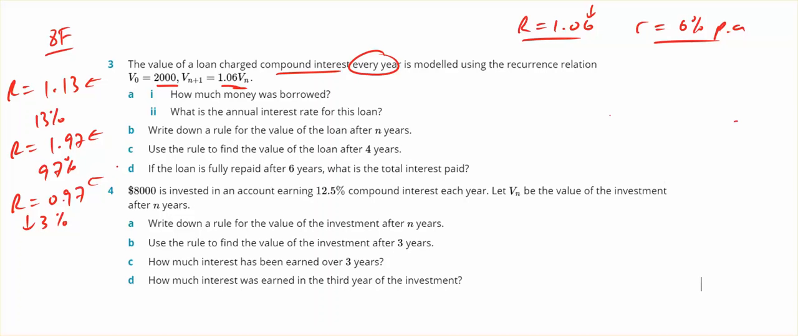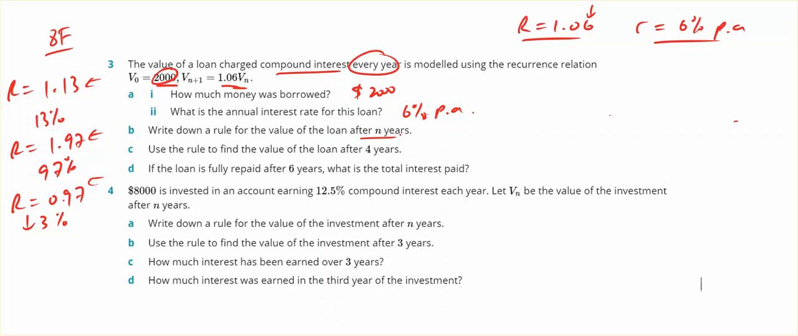Okay. Now, how much money is borrowed? $2,000. Okay, because that's my V0. That's always your principal amount. What's the annual interest rate for the loan? 6% per annum. Okay. Write down a rule for the loan after n years.